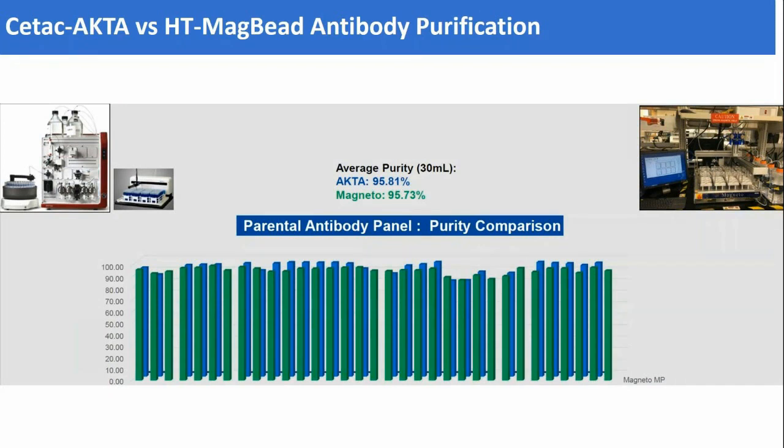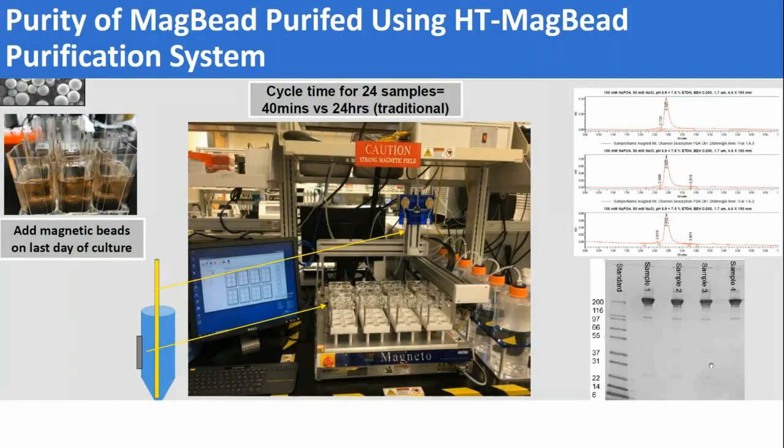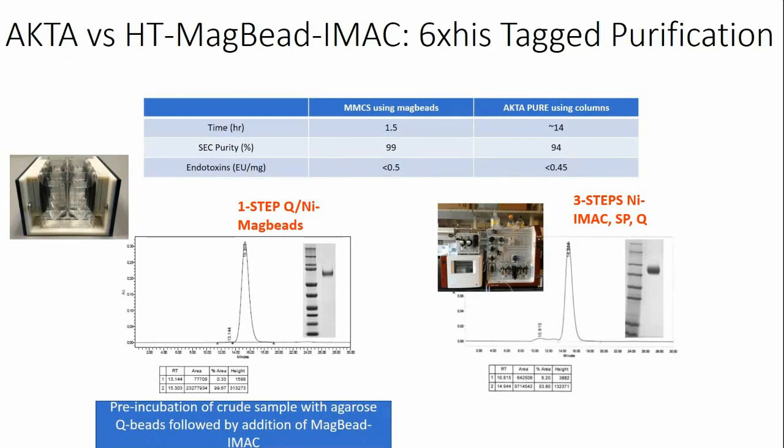So this is also the quality. You can see that the quality of protein purified from magnetic technology was just as similar to that purified from column purification via the ACTA system. Okay, so I'll skip this part because it looks very much like the ones I've shown you before.